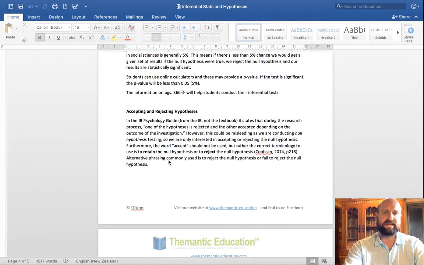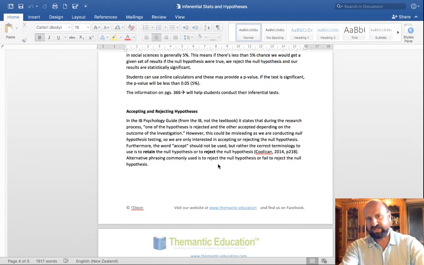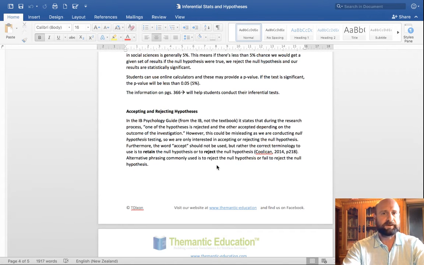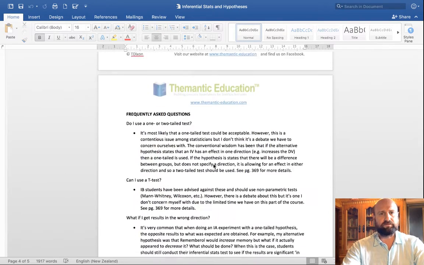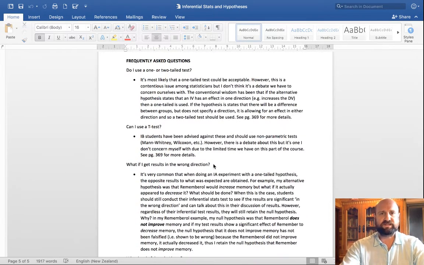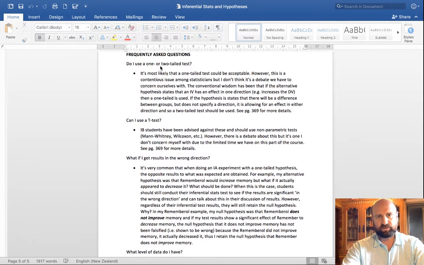So we talk about retaining or rejecting the null hypothesis, or you can say rejecting or failing to reject the null hypothesis. So this is just the language students should use when they're writing up their inferential statistics, as opposed to using accept as a term. And then I've got some frequently asked questions here. These are also included in the textbook. There's some more information there, but these are the questions we see the most often.